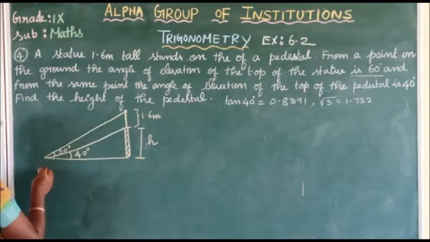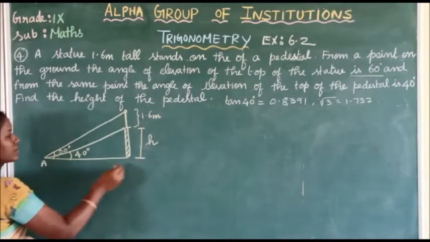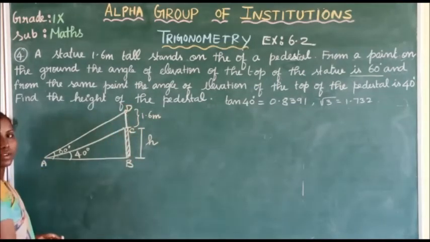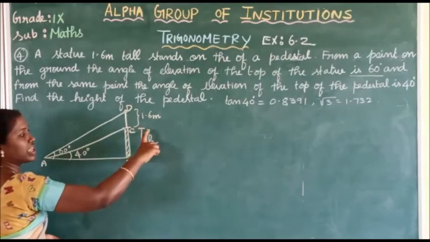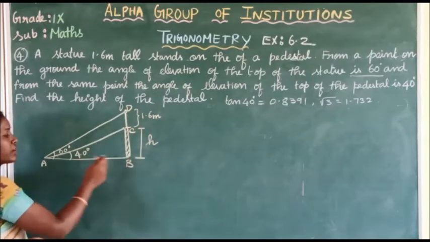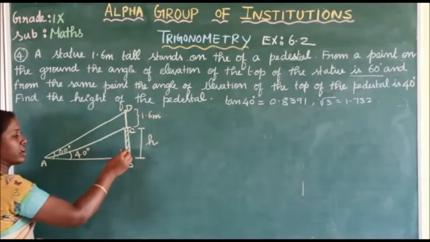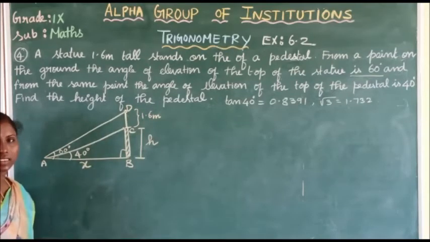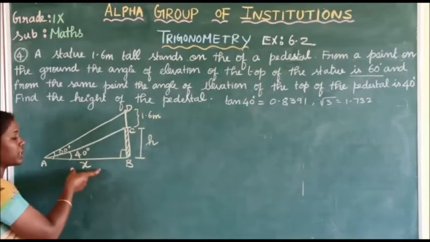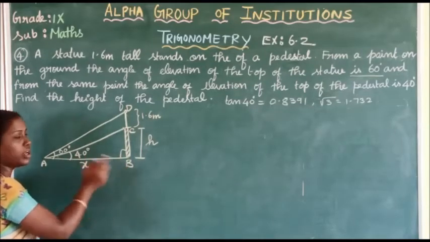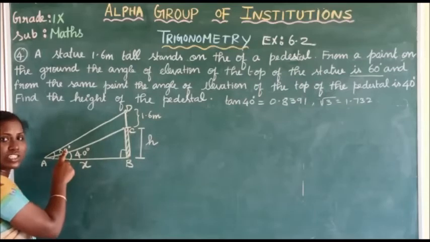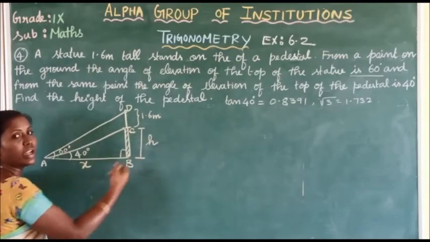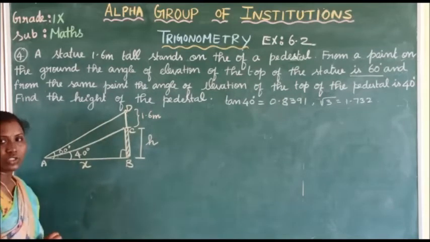Okay, let us mark the diagram. Let it be A, B, here C and D. I took the height of the pedestal as h, and the common side for 60 degree and 40 degree in the triangle, this is the right angle triangle, let it be x. We don't know the value, so let it be x because this is a common side for 40 degree as well as 60 degree. So finally we have to derive the value for h, the height of the pedestal.